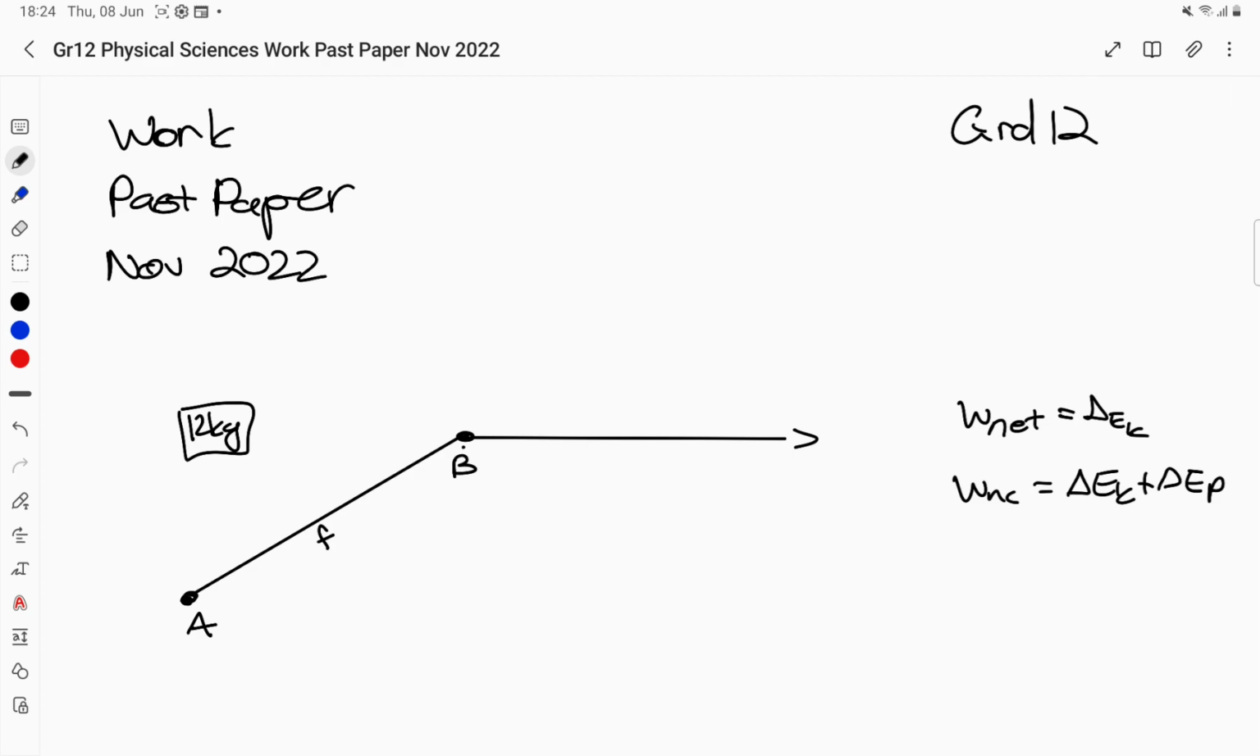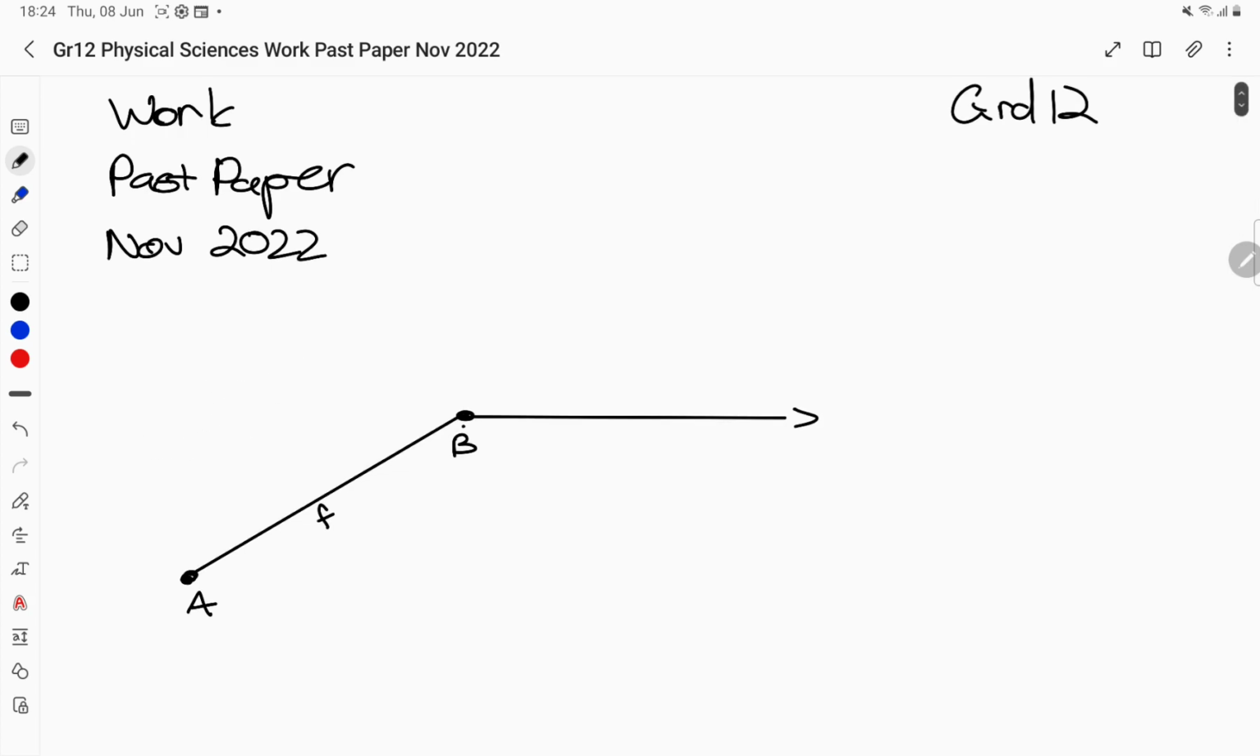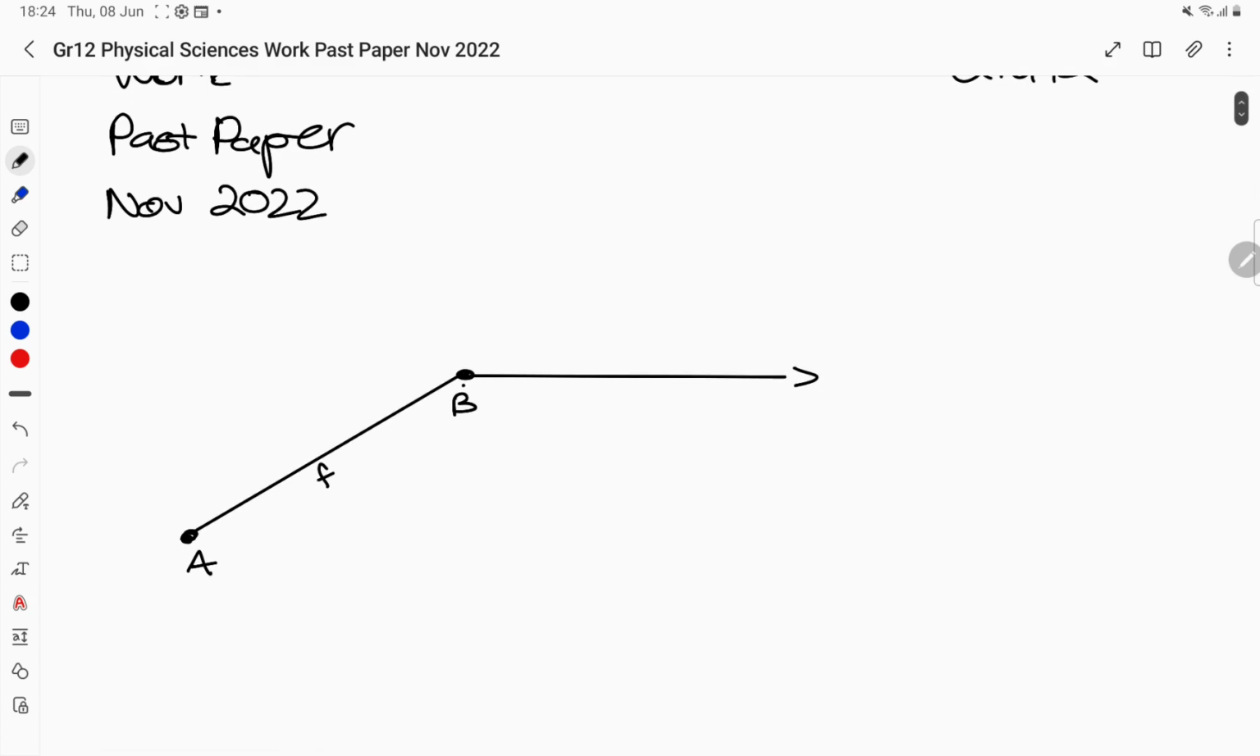So I'll be drawing it. Just hold on. I'll be drawing this question out so that we can have a nice idea of what is going on exactly.